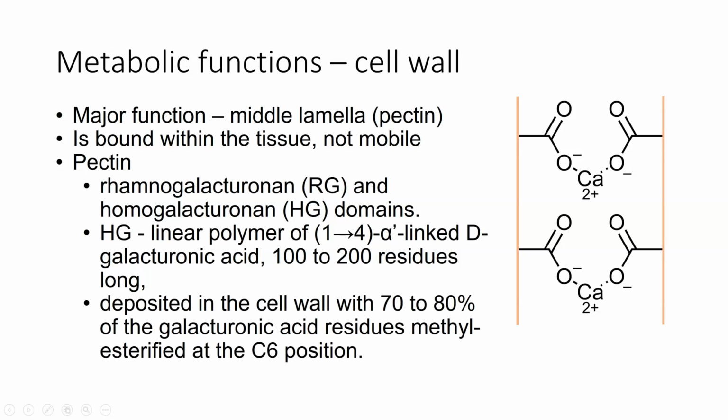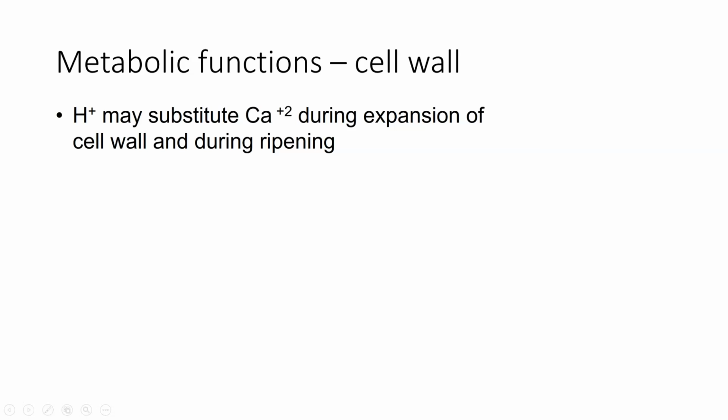Deposited in the cell wall with 70 to 80% of the galacturonic acid residues methyl esterified at the C6 position. You're going to have branched materials rather than straight line materials, which allow them to permeate and actually bond things together. Metabolic functions within the cell wall. Hydrogen may substitute calcium during expansion of the cell wall and during ripening. This causes slippage of the cell wall. As it causes slippage of the cell wall, it allows things to expand.